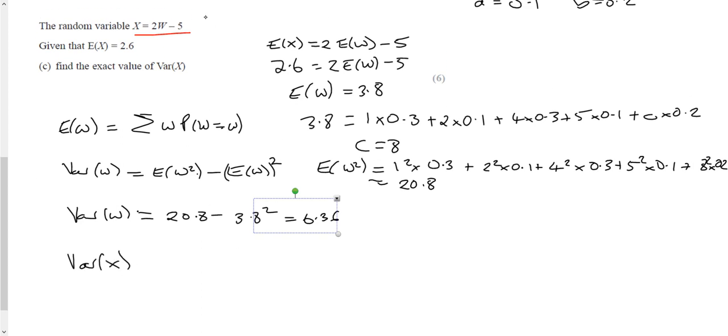Now, variance is only affected by multipliers, so you can see we've got a 2 there. And remember, variance is standard deviation squared, and so when we scale, we square the number that we're multiplying by there. So that's 2 squared times the variance of W, which is 4 times 6.36, which is 25.44.